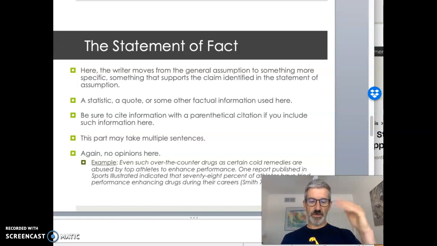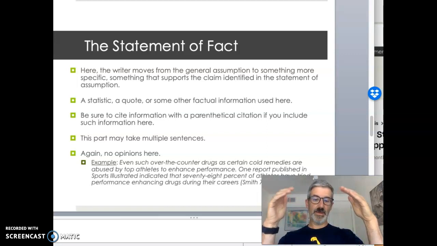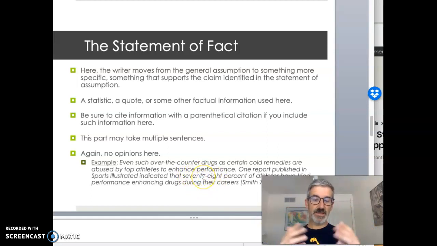So we've moved from this general statement of assumption to the second set of sentences. Even such over-the-counter drugs as certain cold remedies are abused by top athletes to enhance performance. One report published in Sports Illustrated indicated that 78% of athletes have tried performance-enhancing drugs during their careers. Okay, so we went from a general assumption, this happens all the time, to a statement of fact, where we actually have this statistic right in here that tells us that, in fact, it does happen quite commonly.